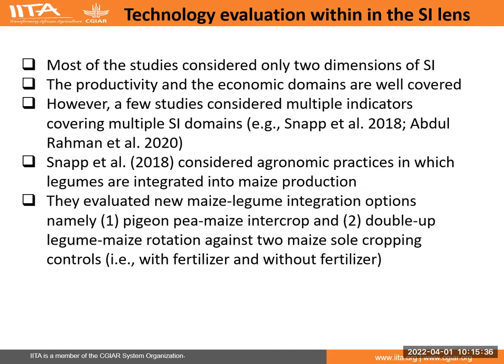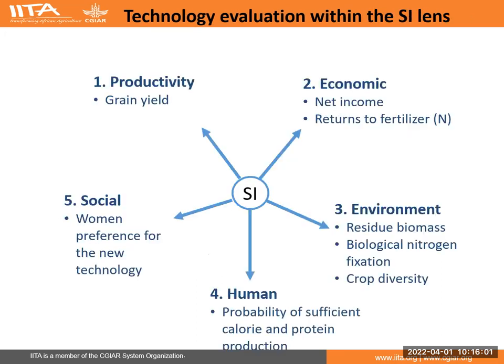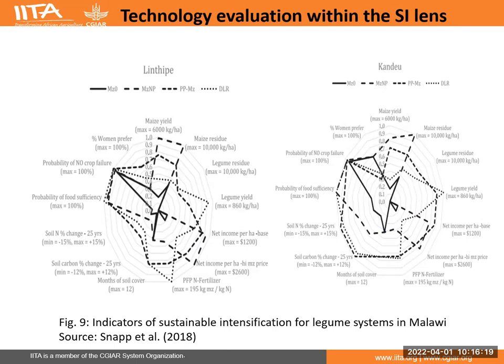For instance, Snapp and other colleagues considered agronomic practices in which legumes are integrated into maize production. They evaluated new maize legume integration options, namely pigeonpea-maize intercrop, doubled-up legume maize rotation, against two maize sole cropping controls. They used different indicators covering all of the sustainable intensification domains as stipulated by Musumba and colleagues. They presented the results using a radar diagram covering all of the dimensions.